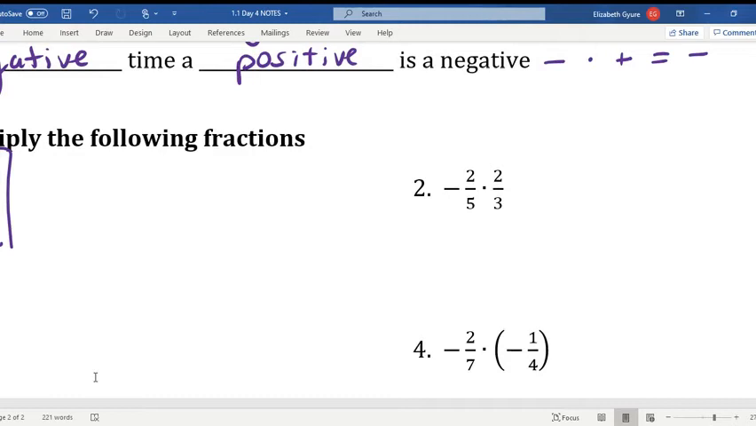Let's look up and down. Can you reduce a 2 with a 5? What about a 2 with a 3? Anything diagonally? Nope. This one, it just is what it is, okay?